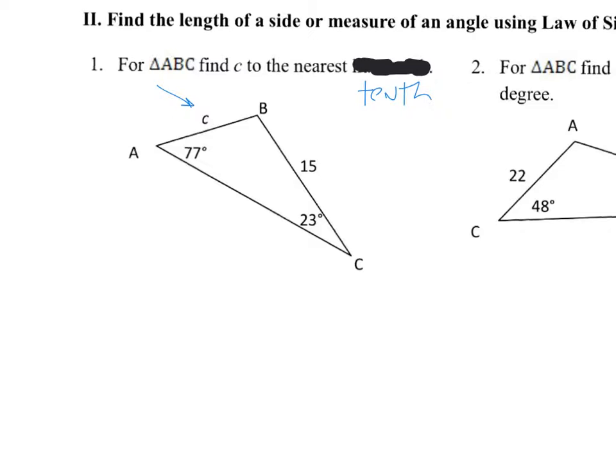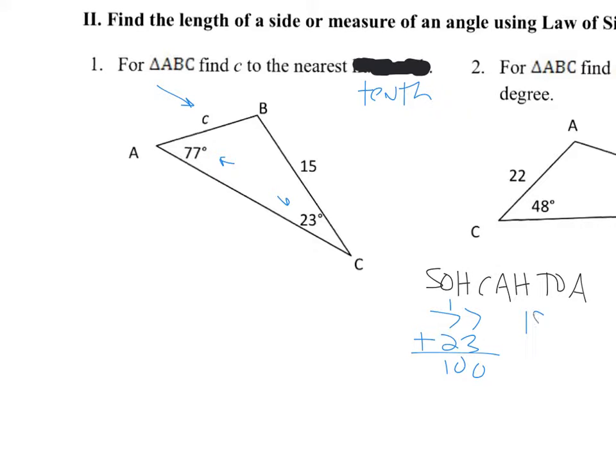SOHCAHTOA can only be used if you have a 90-degree angle, and here it doesn't look like there's a 90-degree angle, but sometimes there could be one and you don't know it. Here they give you two angles, 77 degrees and 23 degrees. I can go about finding angle B by adding up those two and then subtracting it from 180. So angle B, capital B, is going to be 80 degrees. So there's no SOHCAHTOA because there's no 90-degree angle.